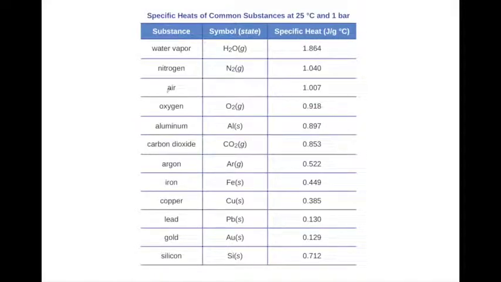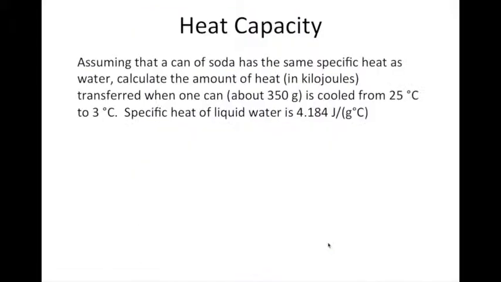So here's just a brief list of some different substances and their specific heat values. You can see here iron, copper, lead, all these substances have different specific heats. And it doesn't matter how much of a substance you have, its specific heat is always a constant value. So let's take a look at a problem. Again, read through the question, pause the video, and see if you can solve this.